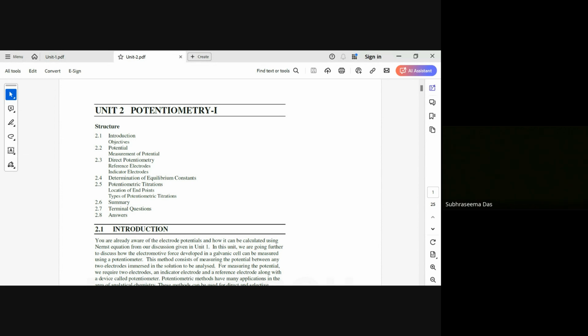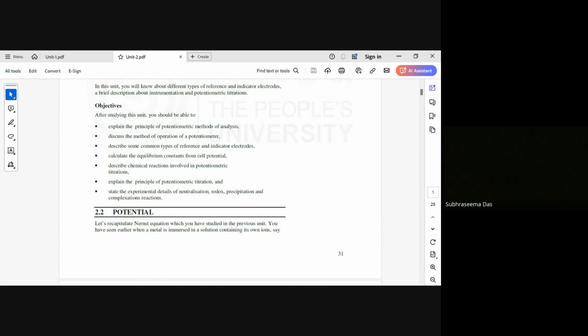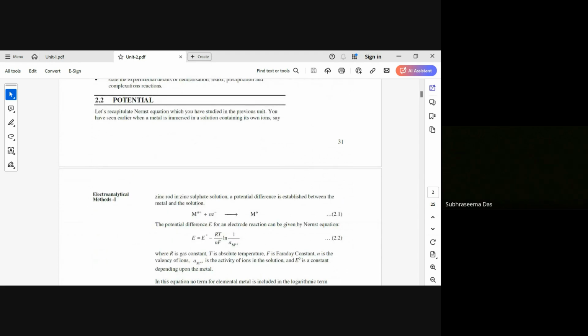So coming back to the second unit of today, that is potentiometry. This unit briefly describes the importance of potentiometry, the measurement of potential, direct potentiometry, potentiometric titration, the calculation of equilibrium constants, and a summary of the use of potentiometry and its calculations in different parts of electroanalytical chemistry. Before going into this, we'll have a recapitulation of the Nernst potential.